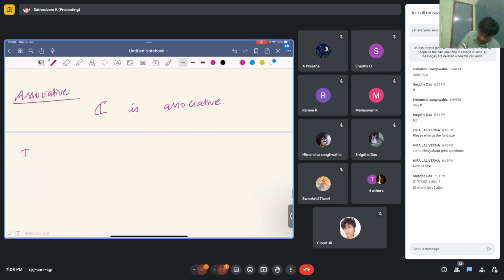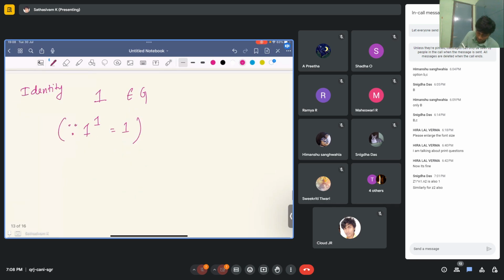So what is the identity? Identity is basically 1 because it's a group under multiplication. So 1 belongs to G. Why does 1 belong to G? Because 1 power 1 is basically 1. So 1 belongs to G since, this symbol means since, 1 to the power 1 belongs to 1. And what is the inverse?